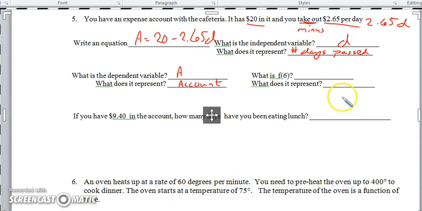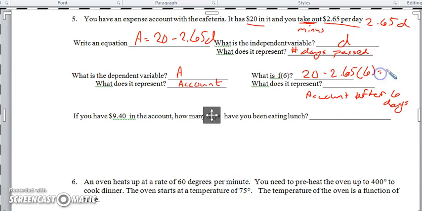Okay? What's f of 6? We just did that previously in function notation, so we just do 20 minus 2.65 times 6. And you can put that in your calculator and solve that out. And what does that represent? That represents the account after 6 days. So after 6 days, you're going to have so much money left.